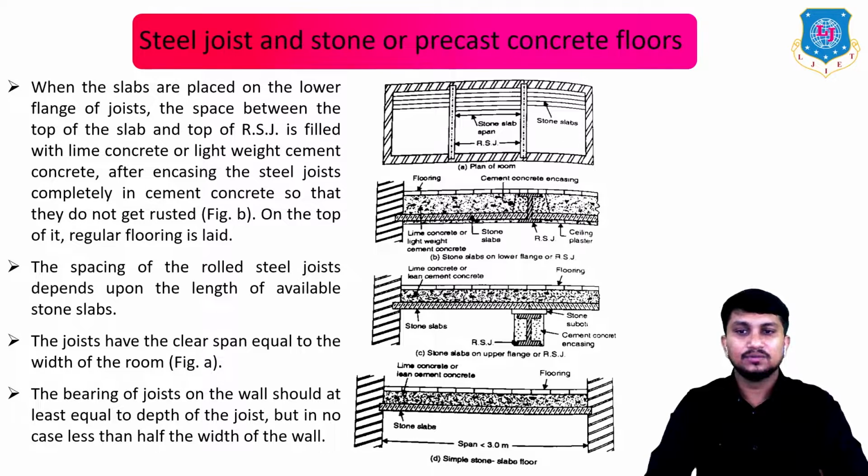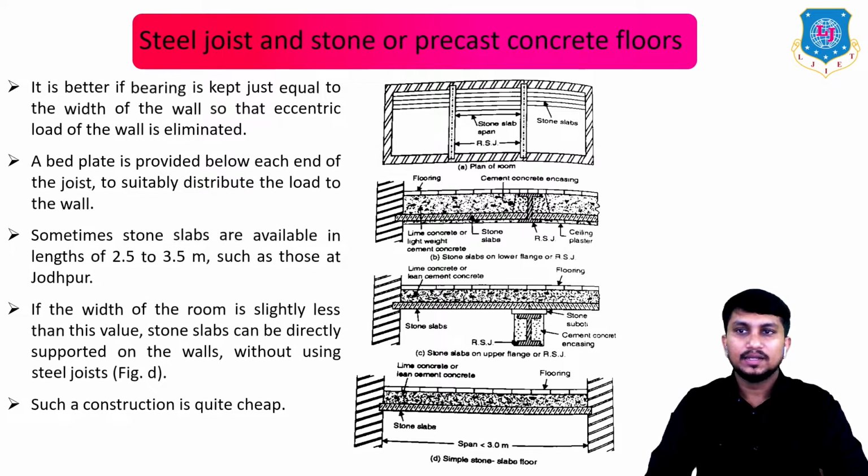The joists have the clear span equal to the width of the room. The bearing of joist on the wall should be at least equal to the depth of joist, but in no case less than half the width of the wall. It is better if bearing is kept just equal to the width of wall so that eccentric load of the wall is eliminated. A bed plate is provided below each end of the joist to suitably distribute the load to the wall.